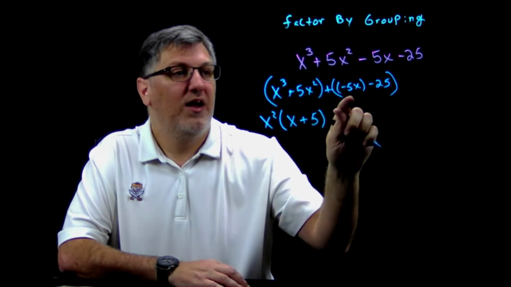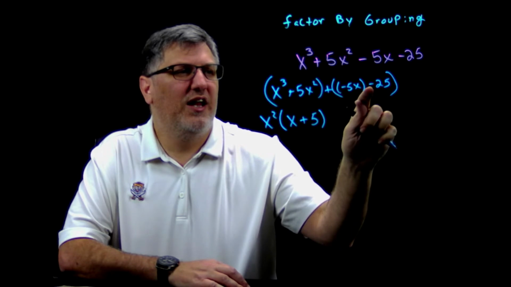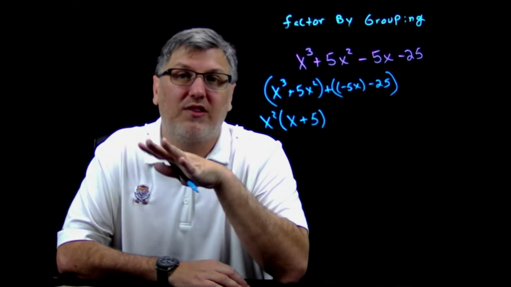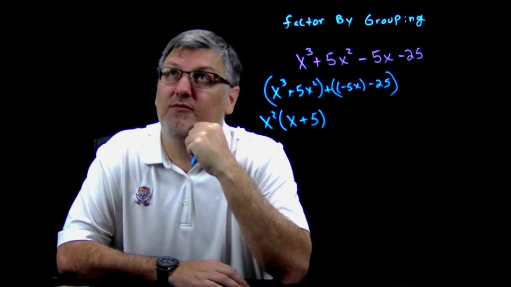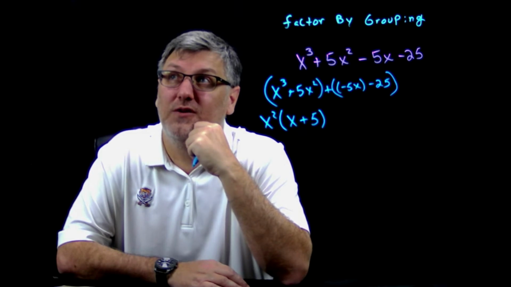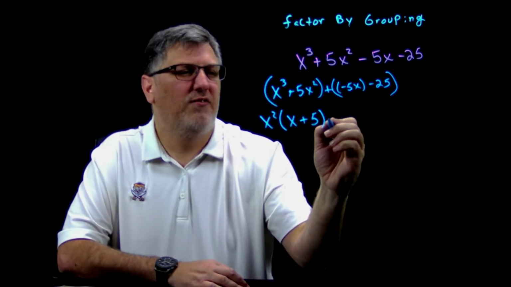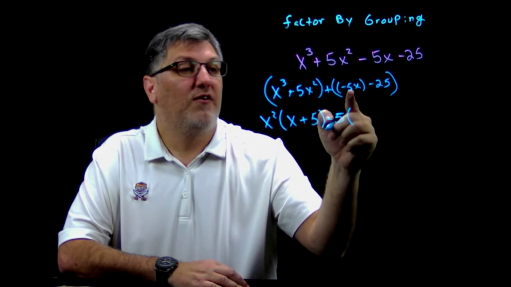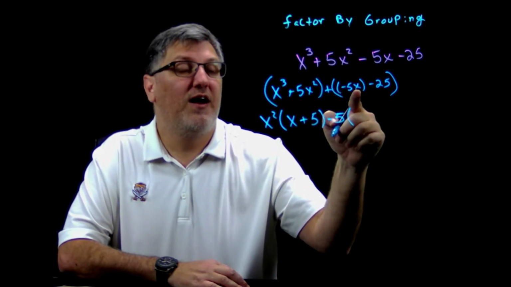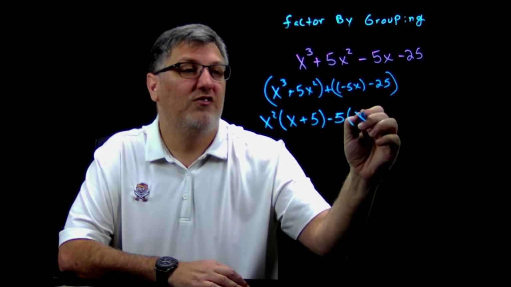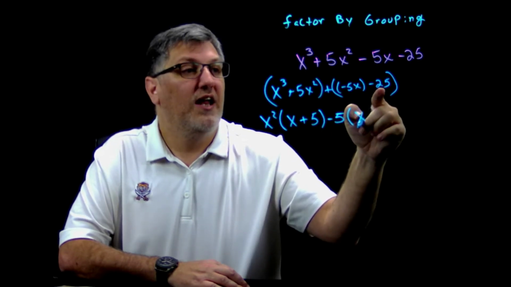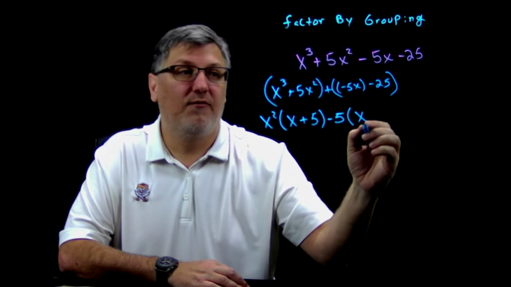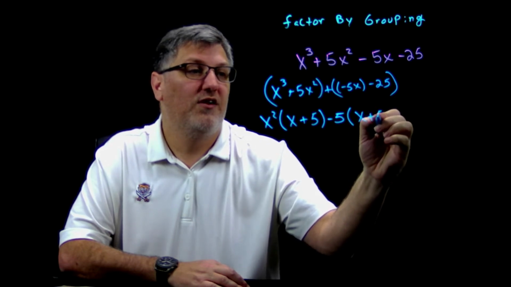Let's look at the second group. I have a negative 5x and a negative 25. Well, I wonder what they have in common. Negative 5x and negative 25. How about a negative 5? I can take the negative 5 out. Now, when I divide everything by negative 5, negative 5x divided by negative 5 is just x. A negative 25 divided by negative 5 gives me my plus 5.